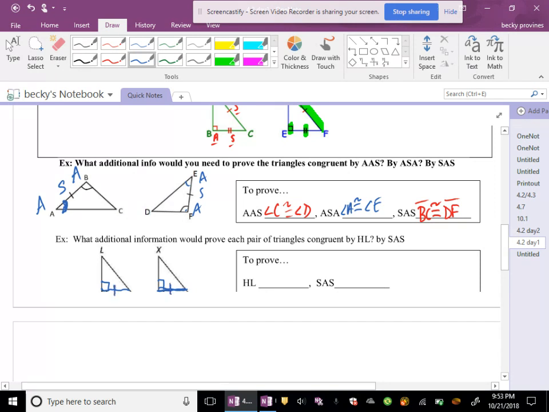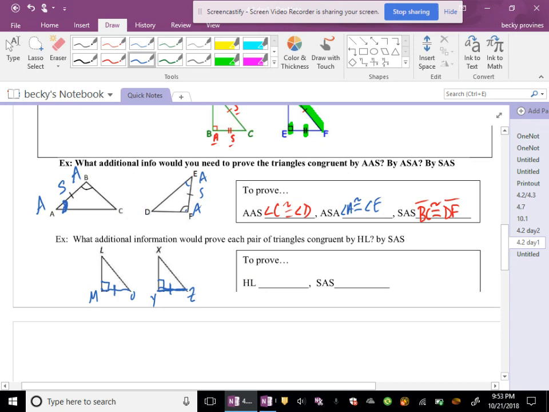Okay, so if I need HL, I need the hypotenuse, leg, and a right angle. Well, I have the leg and I have the right angle, so I just need the hypotenuse. And I need to put some letters down here. So let's call this M, O, and X, Y, Z. And if your letters are different from mine, then you can use yours or change it to mine. It's whatever you'd like to do.